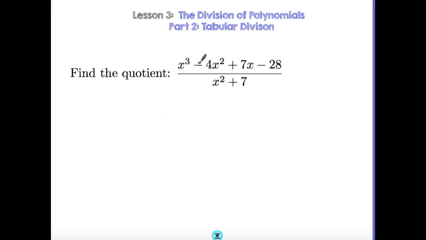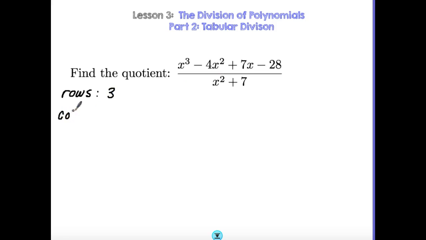Okay, so we're taking x cubed minus 4x squared plus 7x minus 28 and dividing it by x squared plus 7. So the number of rows is equal to one more than the degree of the denominator. The degree of the denominator is 2. That means we need 3 rows.